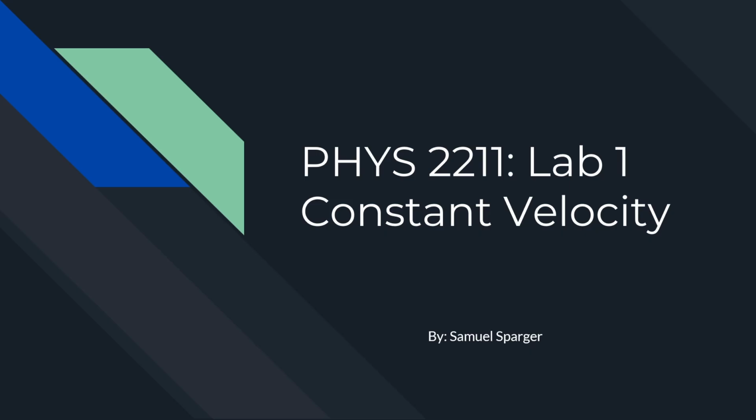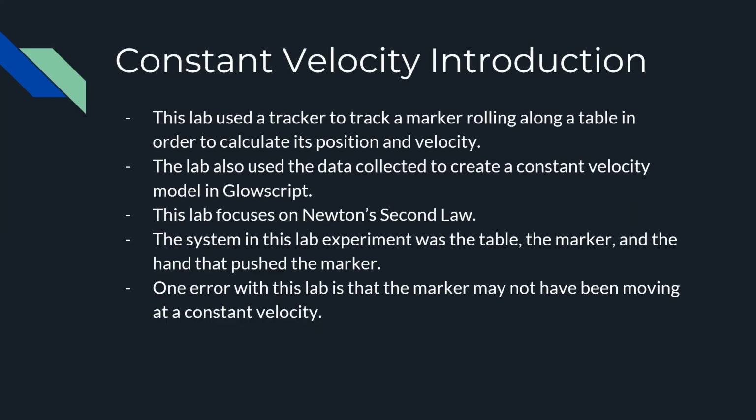In this report, I recorded and analyzed the motion of a marker rolling across a one-dimensional plane at a constant speed. I used Tracker to help determine the position versus time data, and then I created a model in GlowScript based on the data I collected, using Newton's second law, in order to compare the model and my current data. The main purpose of this lab was to test whether constant velocity motion can be predicted using a physics-based model in GlowScript.